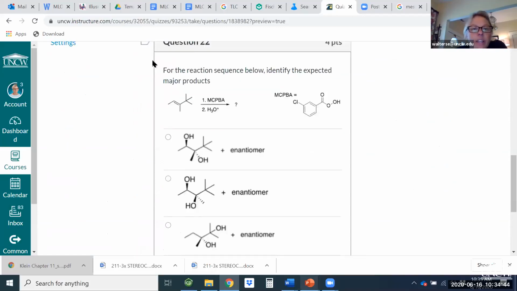Okay, so in this question, it's a 2-step reaction, MCPBA as well as the acid. So these conditions take you all the way to a trans diol. So you would want the OH groups shown, one on a wedge, one on a dash, and then you would end up with the enantiomer.